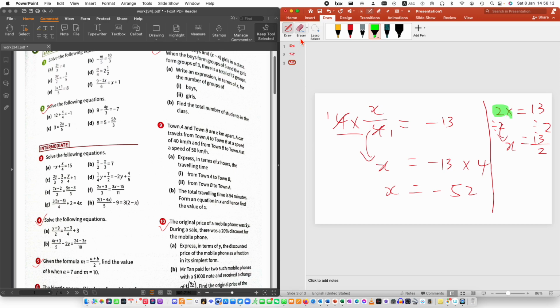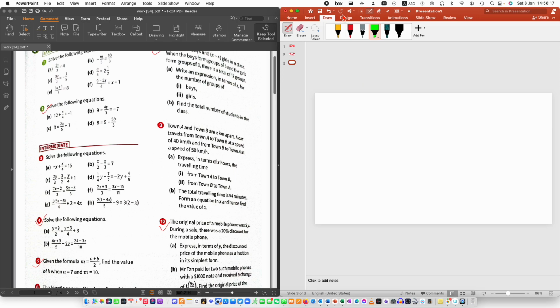If you have x over 4 equals minus 13. Last lesson I talked about how if you have negative 13, you can see it as negative 13 over 1. If you have a, it's a over 1. If you have 20, it's 20 over 1 as a fraction. So that means you can convert any whole number into a fraction.